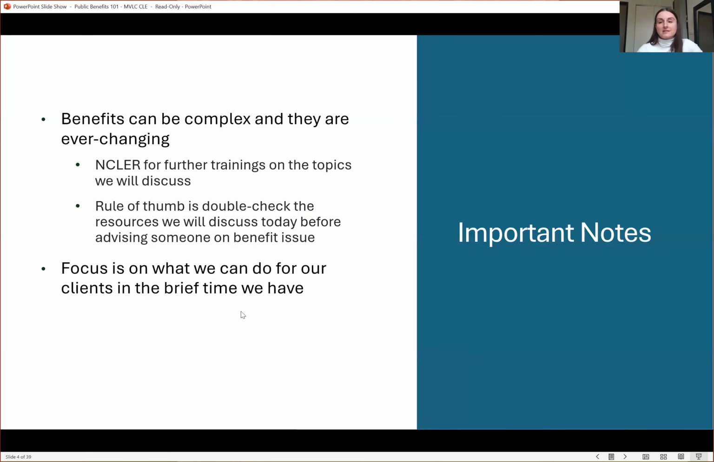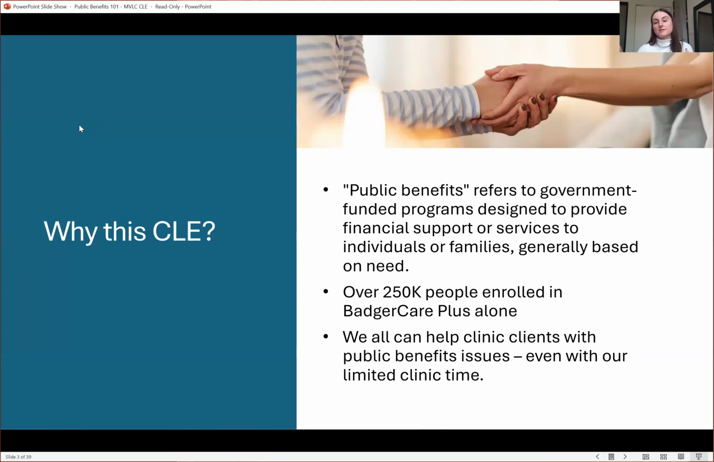So why this CLE? Just to define public benefits, we're referring to government-funded programs designed to provide financial support or services to individuals or families, generally based on need. And why the CLE? It's very likely that most of our clients at clinics have experience one way or the other in public benefits. If they don't have experience with public benefits, it's possible or likely that they are eligible for public benefits.